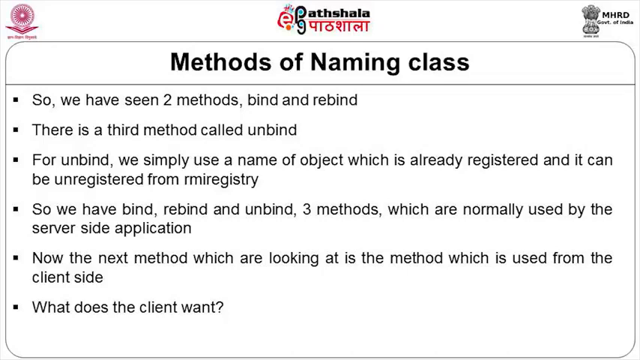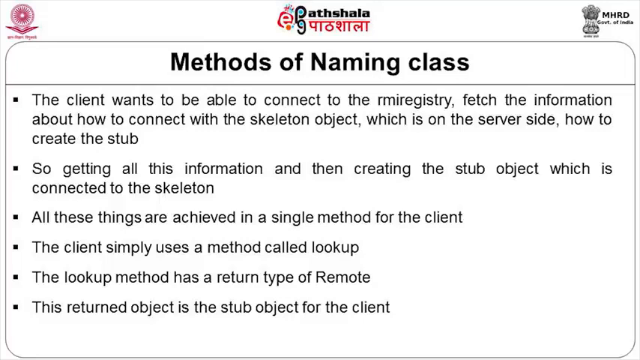Okay, the next method which we are looking at is the method which is used from the client side. What does the client want? The client's idea is to be able to connect to the RMI registry, fetch the information about how to connect with the skeleton object which is on the server side, and how to create a stub on my side. So getting all this information and then creating the stub object which is connected to the skeleton. All these things are achieved in a single method here for the client. The client simply uses a method called lookup.